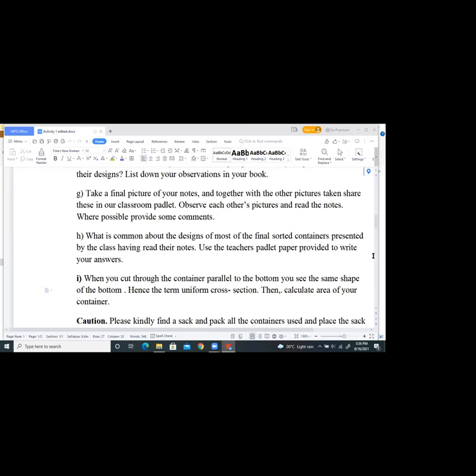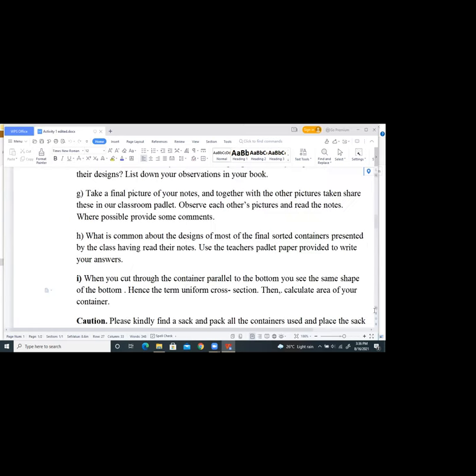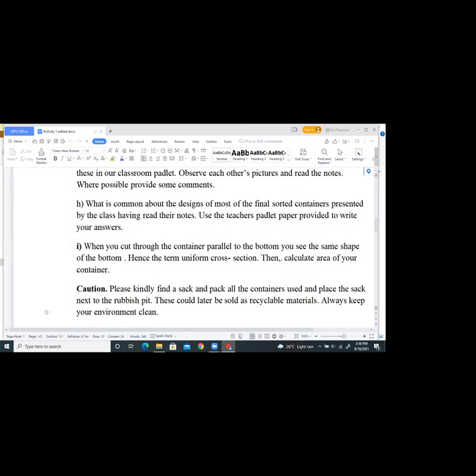What you should not forget is that after our activity, you're supposed to find a sack or a big polythene bag. You put all your containers there. Because remember, these containers, we just picked them. They were used up, and we have been using them in our activity. So you make sure you put them in the sack, and then you place them where there is a rubbish pit.